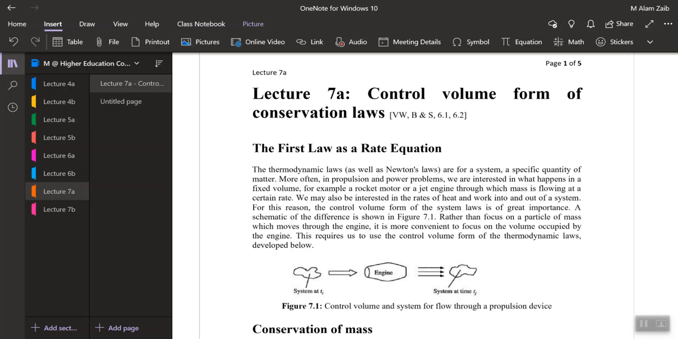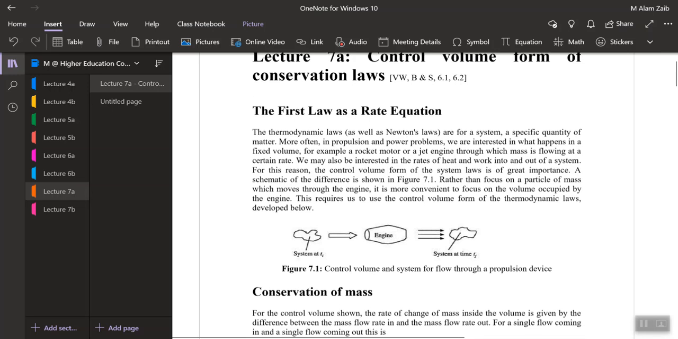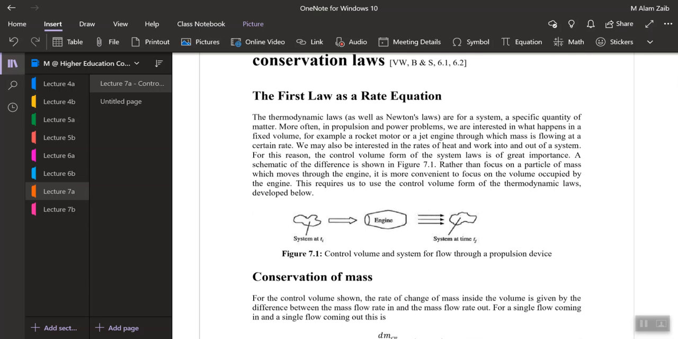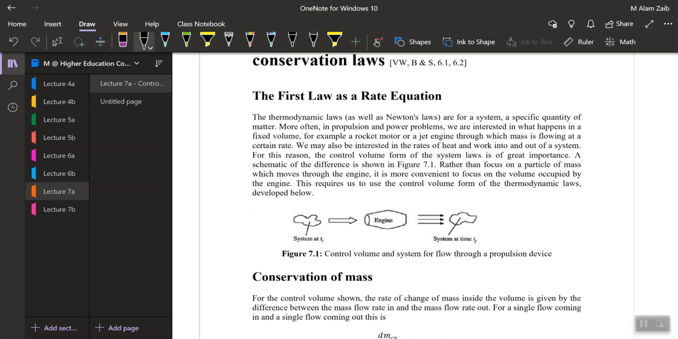But most often, like in a propulsion or power system, for a turbine, a compressor, or a condenser, we are more interested in the control volume form rather than the control mass form of the conservation law. We are more interested in what is actually moving into the system, what kind of energy is moving into the system, and what kind of energy is moving out. In other terms, energy moving into the system with the mass and energy moving out with the mass. So we are more interested in the rate of change of energy due to the mass flow rather than just the fixed mass of the system.